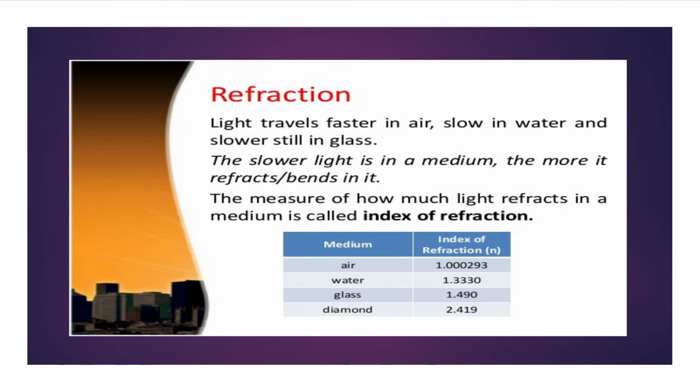Light travels faster in air, slower in water, and slower still in glass. The slower light is in a medium, the more it refracts, or bends, in it. The measure of how much light refracts in a medium is called the index of refraction. In air, 1.00293; water, 1.3330; glass, 1.490; and diamond, 2.419.